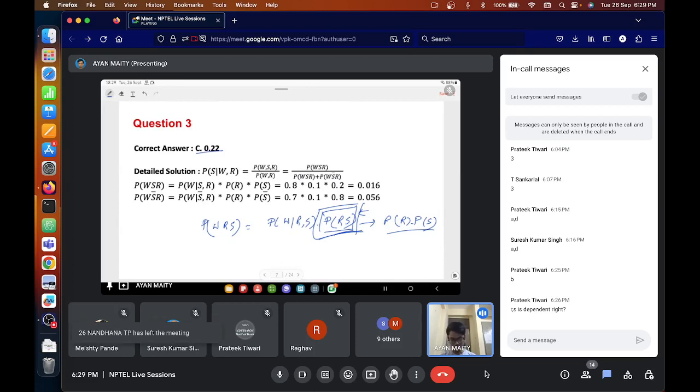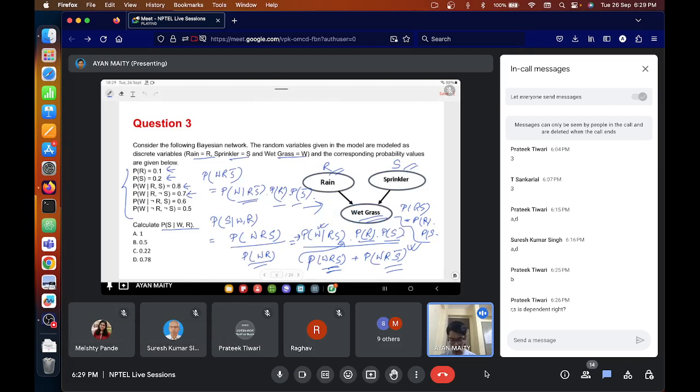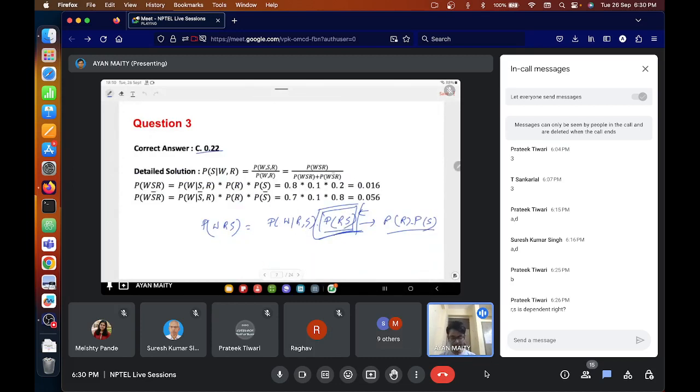If R and S were not independent, we cannot write that. But in this case, R and S are independent. Otherwise, we would need the probability of R comma S, which is not given. Because R and S are independent, we can just multiply these two values and get that probability. So C is the correct answer, 0.22.